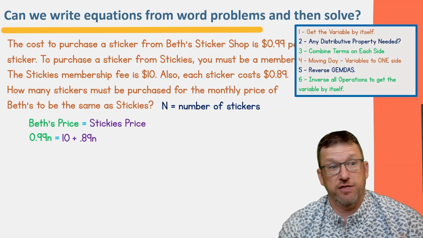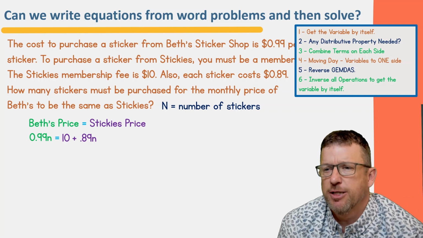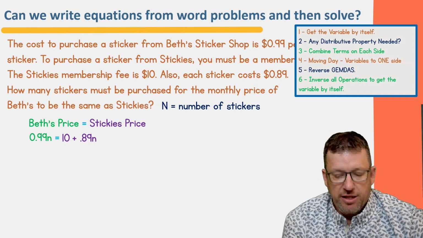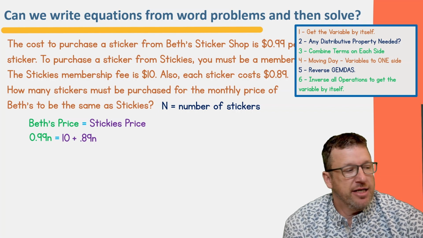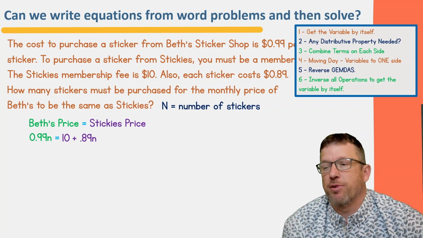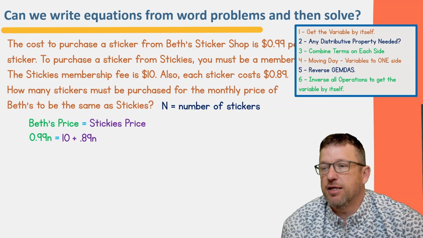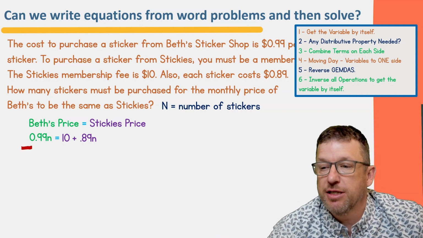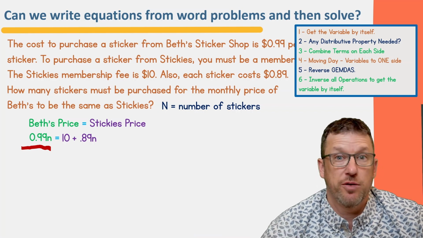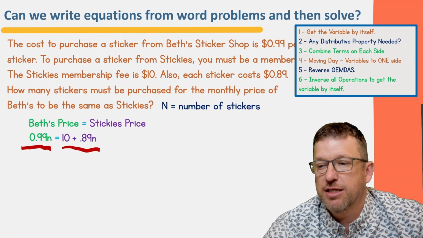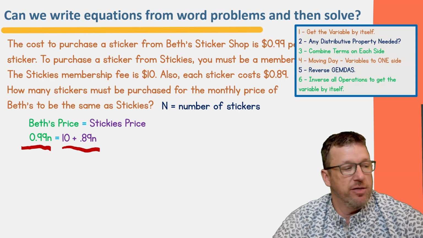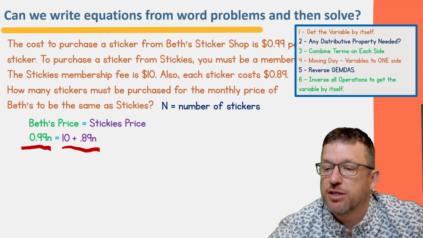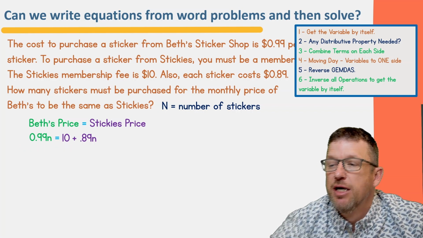Remember, if you haven't watched this video, go back and check it out: multi-step equations. All right, so what do we do? We've got to get the variable by itself. The next step is to ask, is there any distributive property needed? No, there are no parentheses, nothing that needs to be distributed. Do we need to combine terms? There's only one term on this side. What about this side? We have one term with a variable attached and one that is simply an integer, so we don't need to combine.